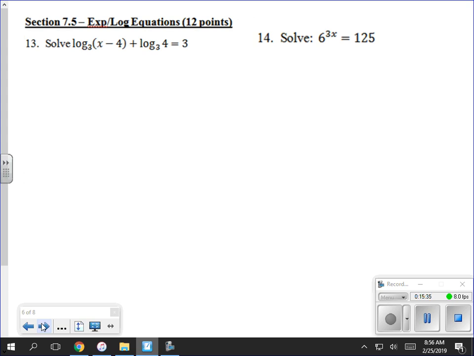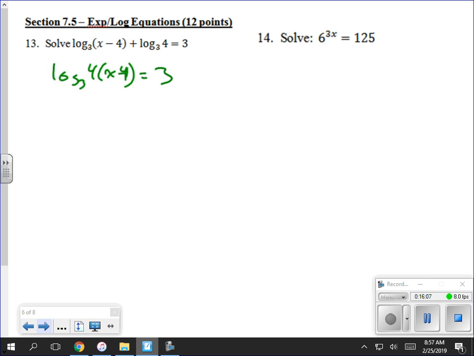Solving them. All kinds of different ways to do it. When you see logarithms, the first thing you should try to do, if you have logs on both sides or just have logs on one side, is combine them up into one. Do that first. Log base 3 of 4 minus x, log base 3 of 4. That's log base 3 of 4 times x minus 4 equal to 3. If I have a log on one side and no logs on the other, loop it.